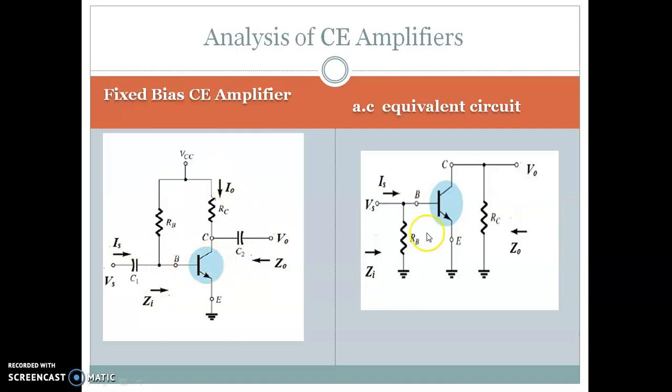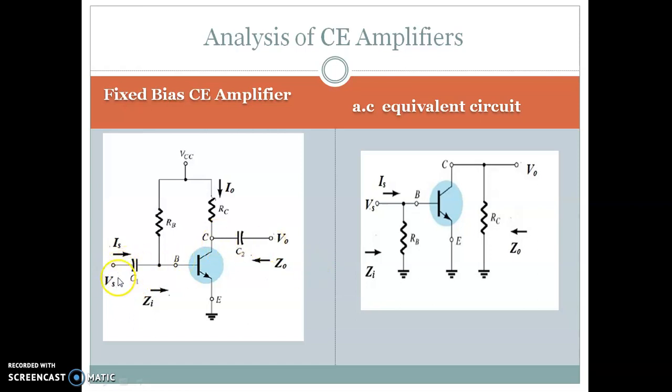Now from this, the first step is to draw the AC equivalent circuit. How do we get the AC equivalent circuit? Since DC is no more going to be taken into account, the DC sources can be connected to ground. So VCC will be replaced with a ground. And the coupling capacitors act as short circuits for your AC signal, so these are replaced with short circuits.